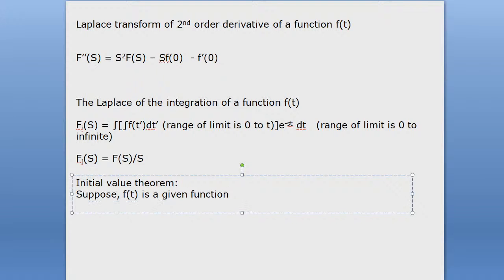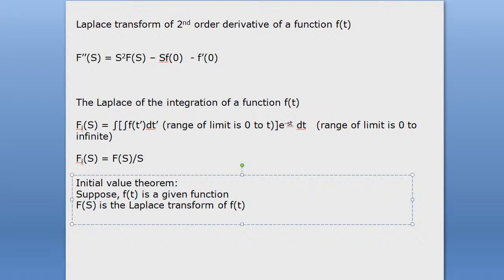Okay, now you calculate what will be the initial value of this theorem, and you say F of s is the Laplace transform of the given function f of t. Okay, initial value theorem. Using this theorem, we can calculate the initial value of a function by observing its Laplace transform.